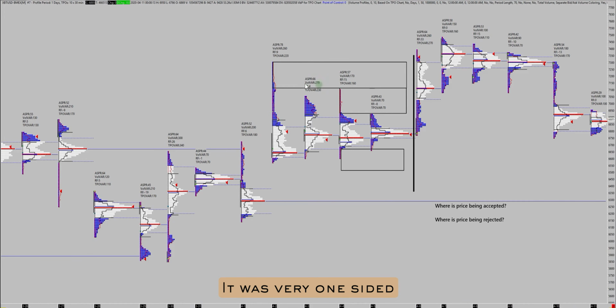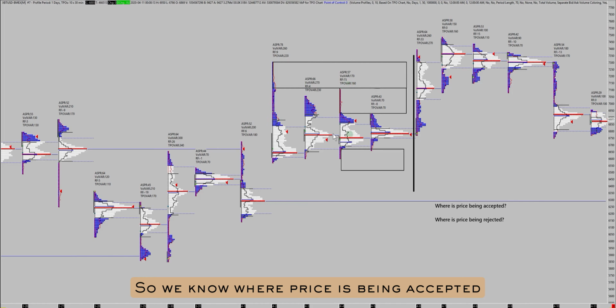It was very one-sided. To the upside, it was very one-sided on the part of the sellers. To the downside, a little bit less one-sided, right? We have a smaller tail. We have more tail at the high, but it is rising. So you could say that, yes, price over time is being rejected higher, but there are very clear areas of rejection to the upside. So we know where price is being accepted. We know where normal behavior is anticipated. And now we know where price has been previously rejected.